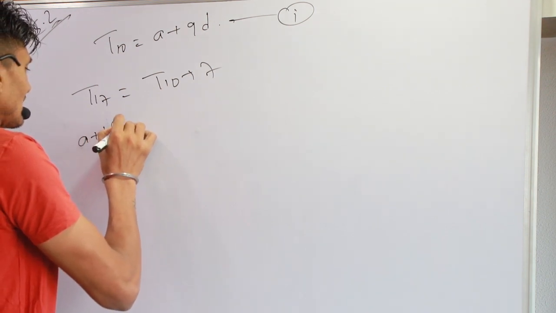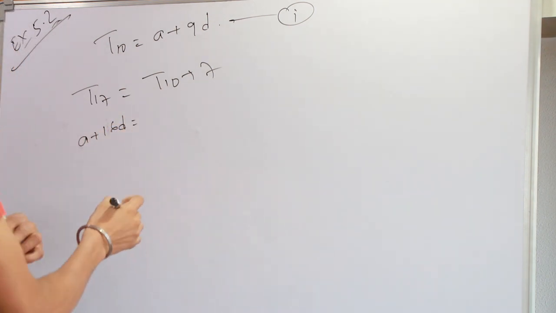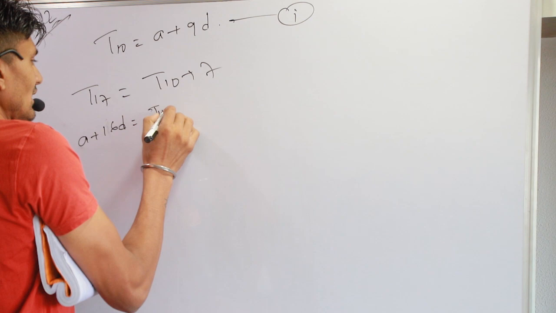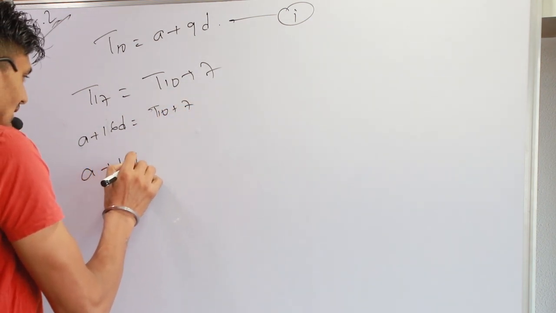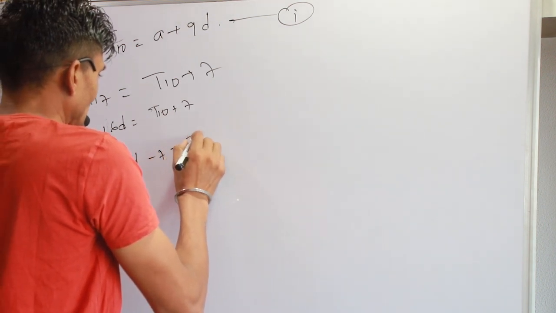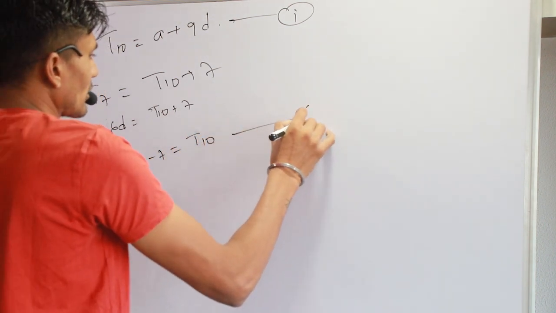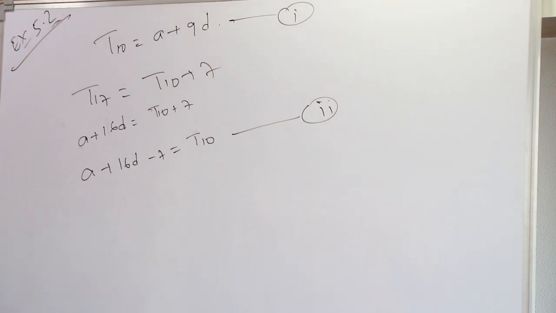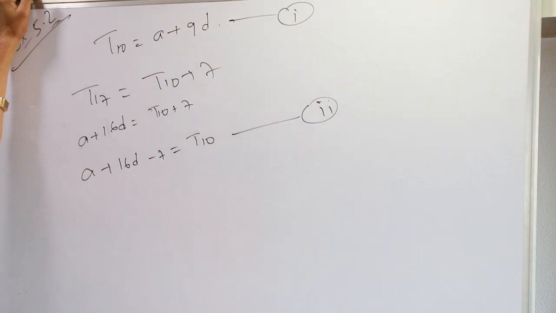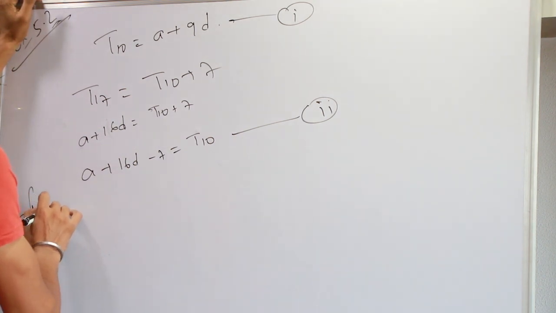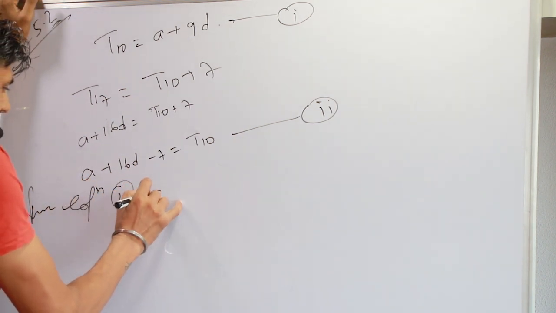A plus 16D equal to T10 plus 7. A plus 16D minus 7 equal to T10. We have another equation, number 2. So we have two equations, both are the value of T10. So we have to equate them, from equation 1 and 2.